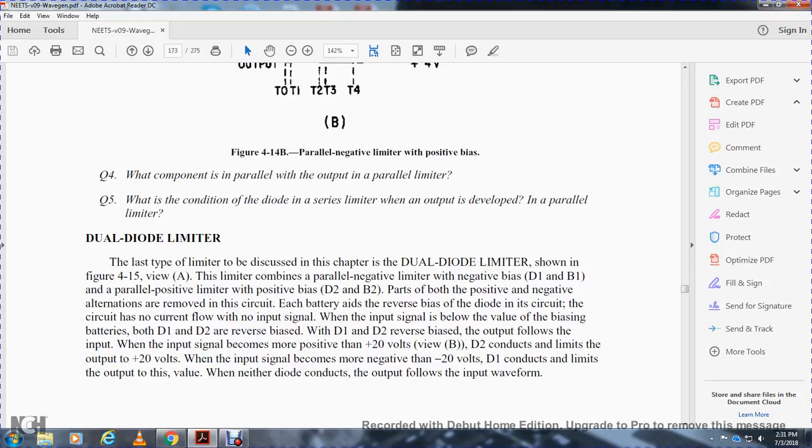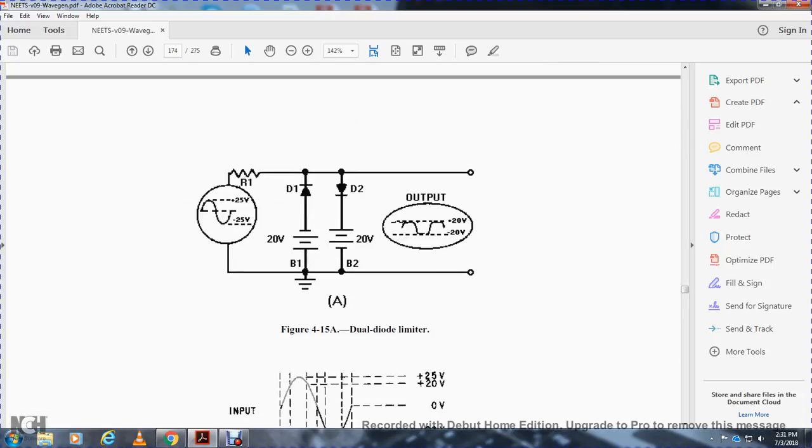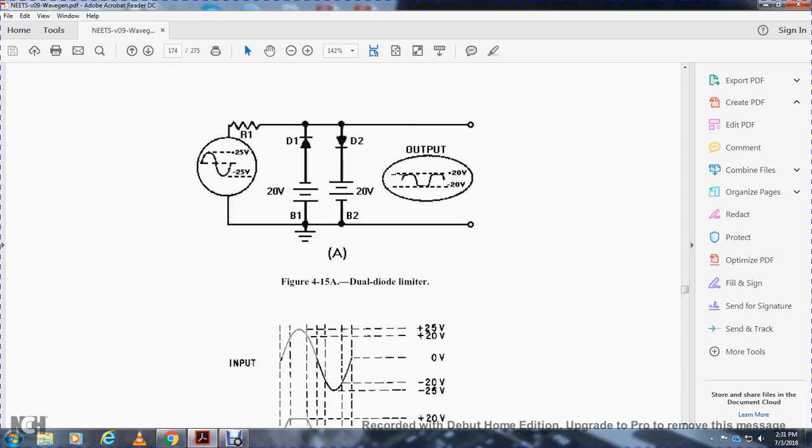When the input signal is below the value of the biasing batteries, both diode 1 and diode 2 remain reverse biased and the output follows the input. When the input signal becomes more positive than 20 volts, as in view B, diode 2 conducts and limits the output to 20 volts. When the input becomes more negative than negative 20 volts, diode 1 conducts and limits the output. Figure 4-15 shows the dual diode limiter, with negative 25 volts for diode 1 and 20 volts for diode 2, the polarities flipped, and resistor 1, the input signal, and the output signal.